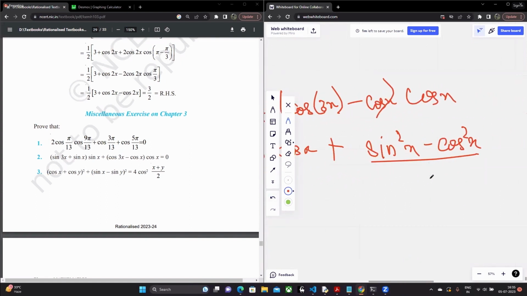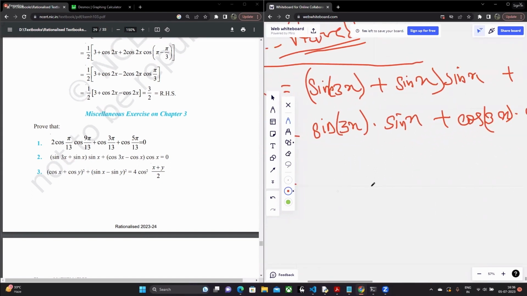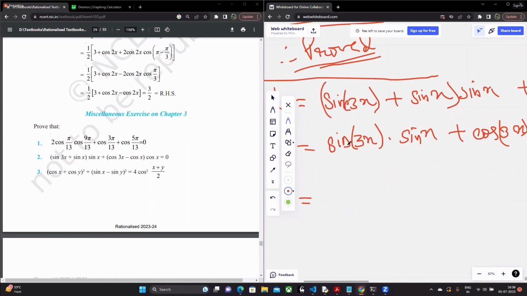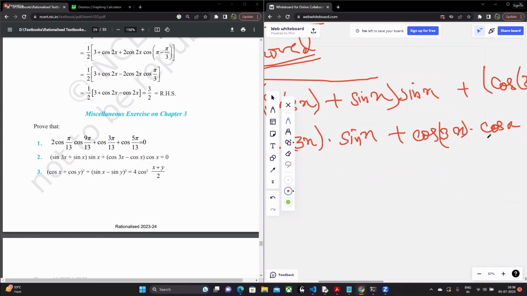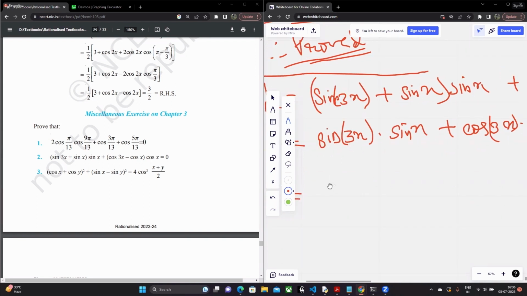Remember that I've told you already what this is. This is basically minus of cos of 2x, right? So this is equal to this whole expression, that is sin 3x sin x plus cos 3x cos x, which is really reminiscent of cos of 3x minus x, right? Because cos (a minus b) is going to be cos a cos b plus sin a sin b.